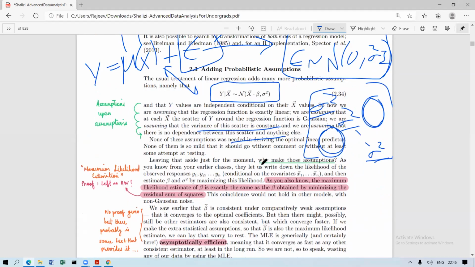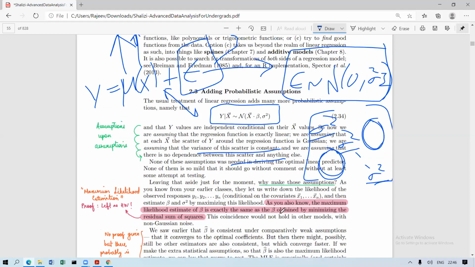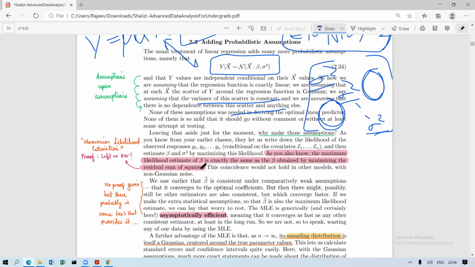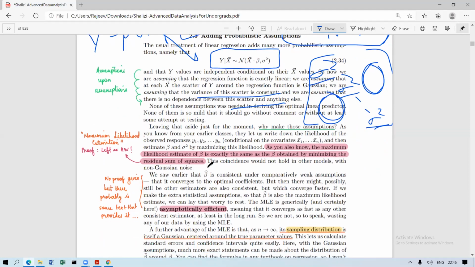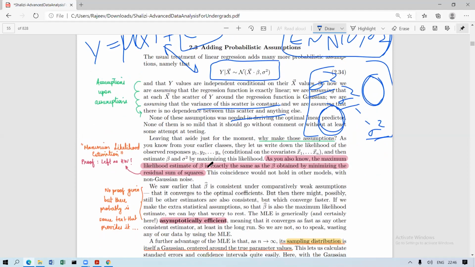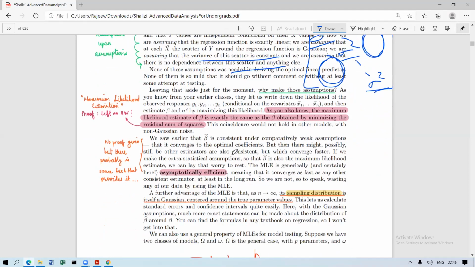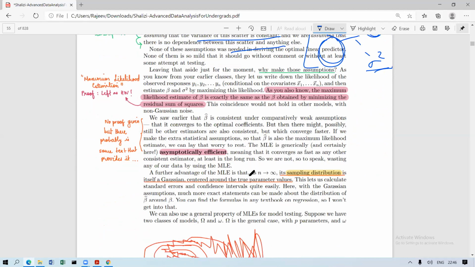And if you know that the maximum likelihood estimate of beta is the same as the beta obtained by minimizing the residual sum of squares, that is, minimizing the mean square error, then you can say that the best fit for y is actually the linear model. So that's what he's saying. The maximum likelihood estimate is generically and certainly asymptotically efficient. That is, it's the best fit for y.